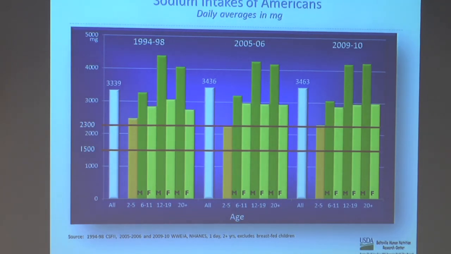There's two red bars here, 2,300 milligrams of sodium and 1,500 milligrams. The 2,300 milligrams of sodium is generally the recommendation for the entire population. The 1,500 is for people who have hypertension, African Americans, and older adults in general. You can see across all age groups, we are having difficulty having diets that do not exceed 2,300 milligrams of sodium.